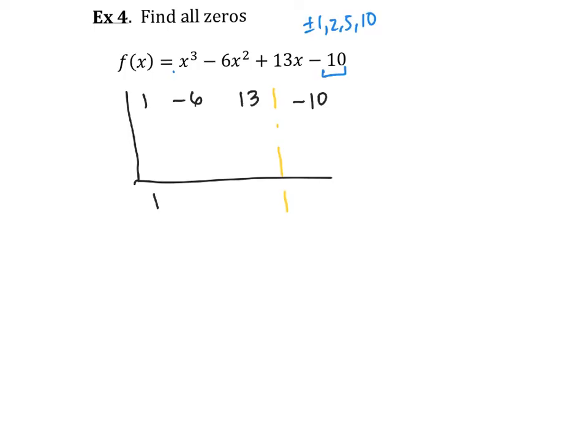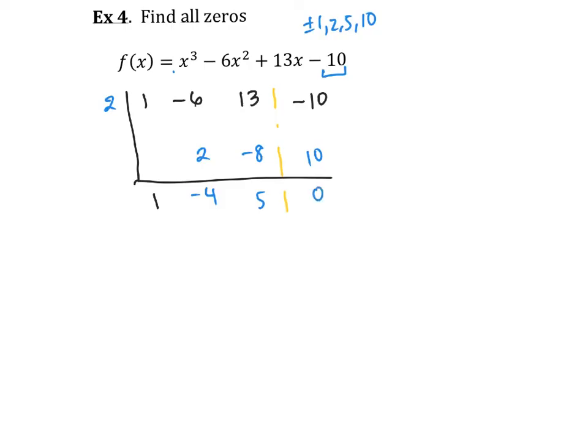Now one of those factors should work, otherwise there's no real zeros to this at all. I know 1 doesn't work because I just plugged it in my head. I'm going to try 2. 2, negative 4, 5. Okay, good. 2 worked.